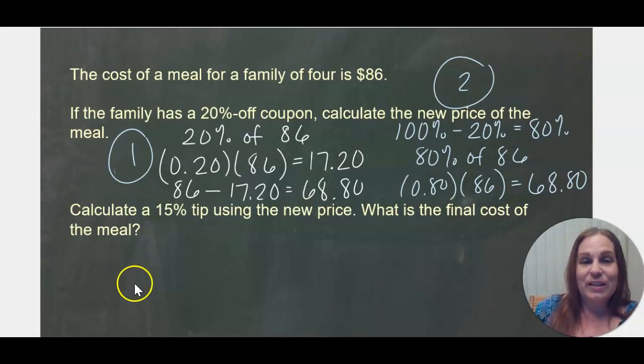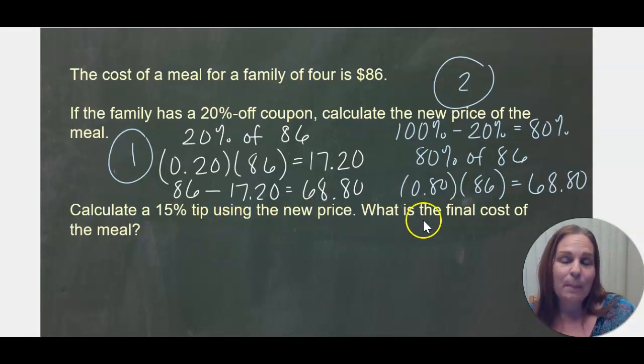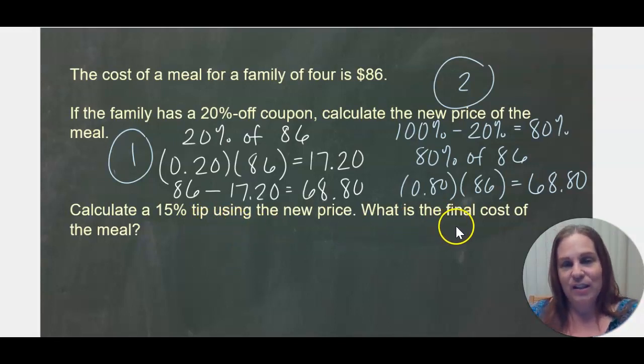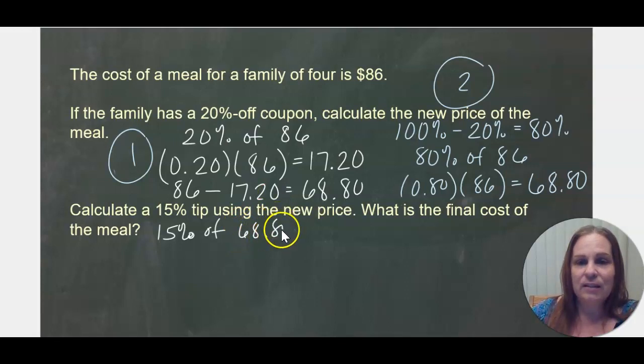All right, so let's look at the second part. Now we're going to calculate a 15% tip and then add that on to get the final cost. So we need to find 15% of our new amount, which is $68.80. I'm going to slide down here so I have some more room. Anytime we're finding a percent of a number, we're going to make it a decimal. 15% is 15 hundredths, and multiply.